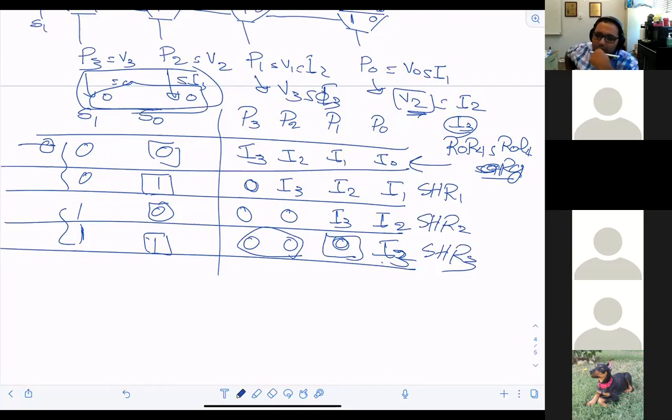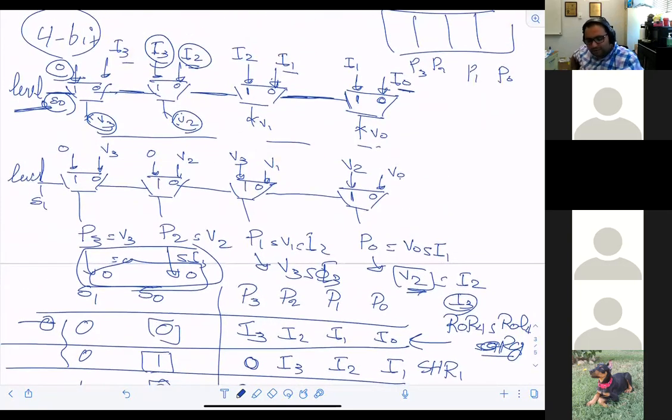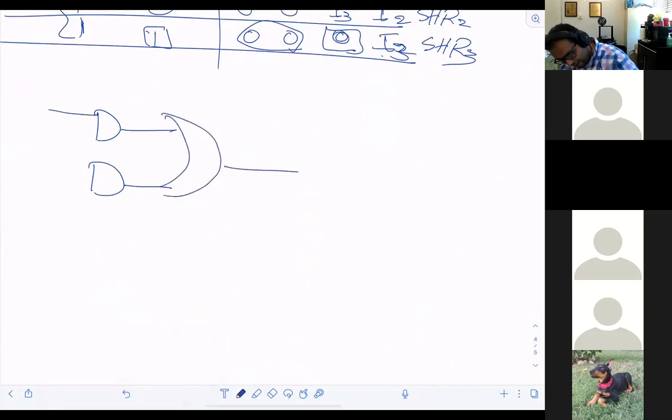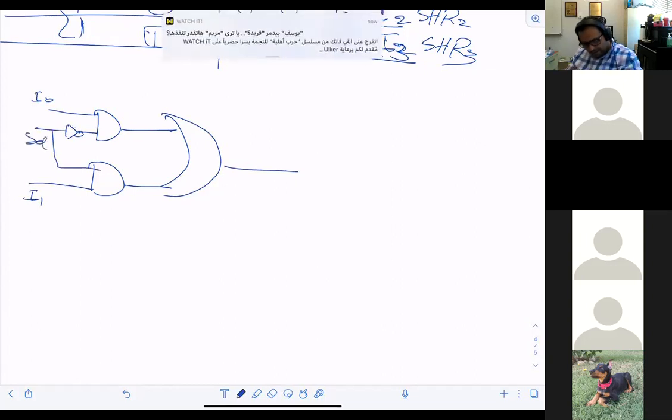But then how can you calculate the timing? Somebody can tell me. How can you calculate the time? Critical path. How are we going to define the critical path? It's easy. Basically, a multiplexer is like this, right? Do you agree?